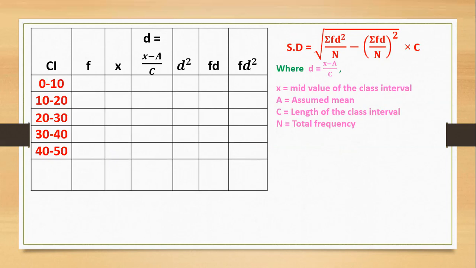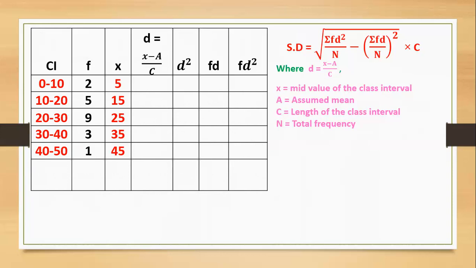First, we fill the class intervals 0 to 10, 10 to 20, 20 to 30, 30 to 40, and 40 to 50. We know the frequencies 2, 5, 9, 3, 1. Next, we calculate the value x, the mid value. Add the upper and lower limits and divide by 2. 0 plus 10 by 2 is 5. Then continue this process. We get 15, next 25, 35, and 45.